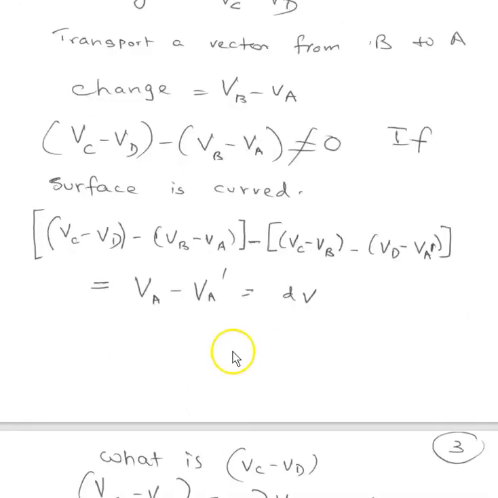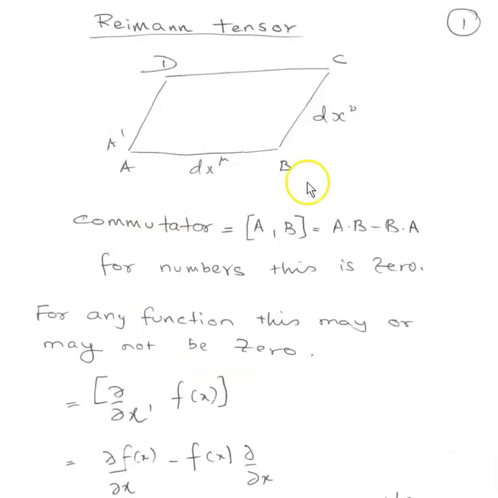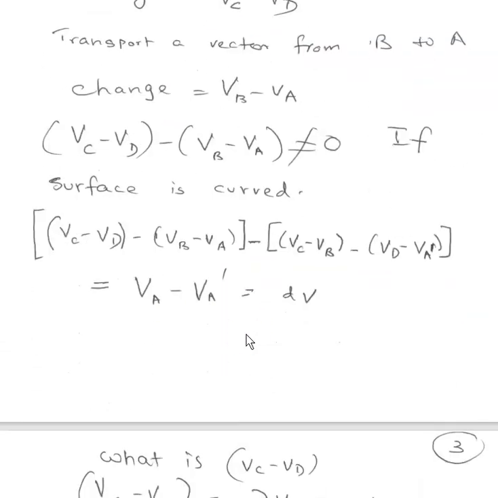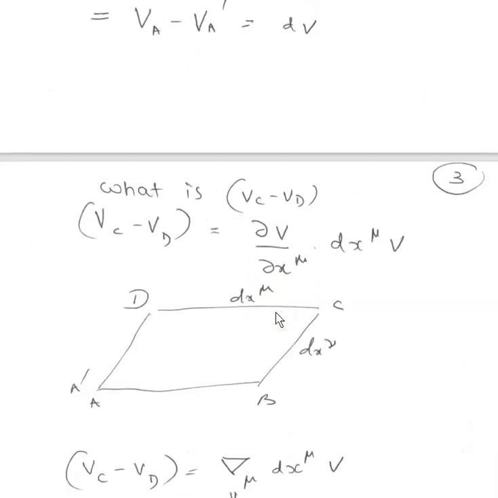So that value is going to be the total transport all the way around, VA minus VA dash. Now A dash and A are at the same position, but the vectors will be different. So that will be called dV.